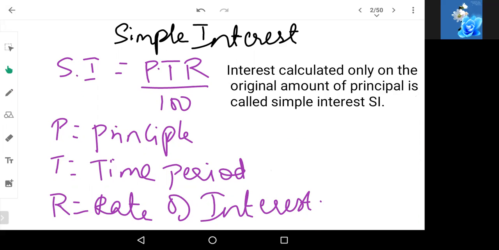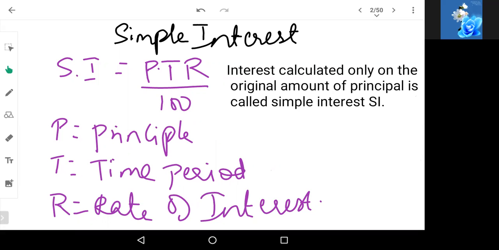Once again, simple interest is the interest calculated on the original amount of the principal. And there is a formula for that, which is PTR by 100. P is principal, T is time period, R is rate of interest, divided by 100. I'm sure you would have learned this and solved many problems under simple interest. We are going to solve the problems once again here, which are very easy.